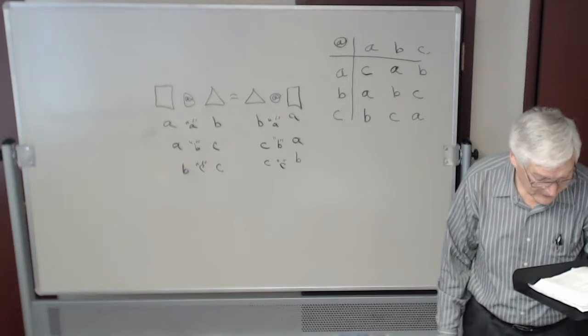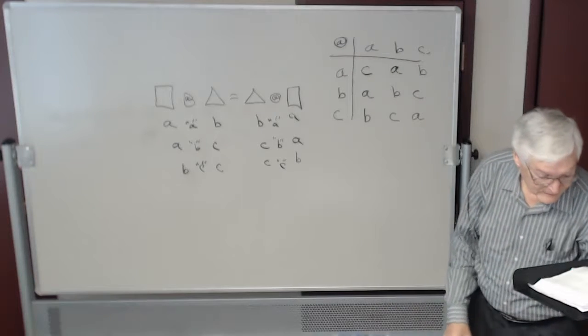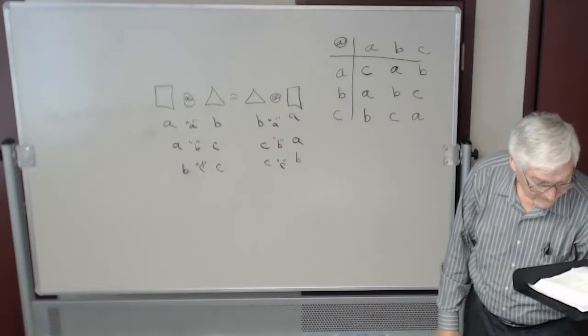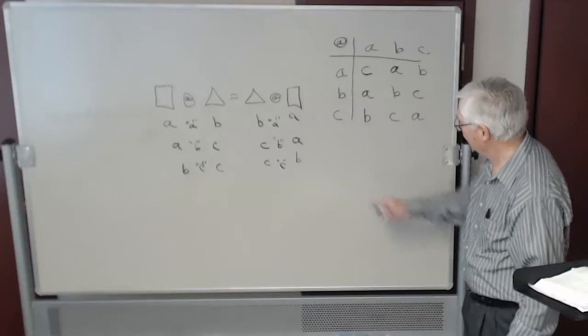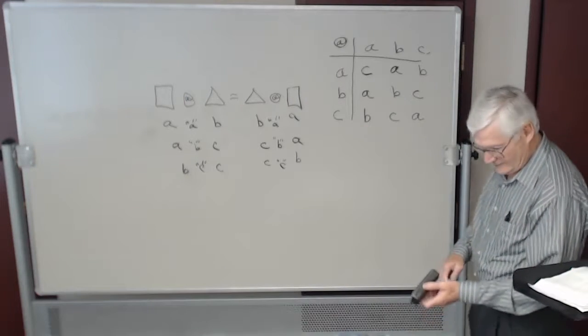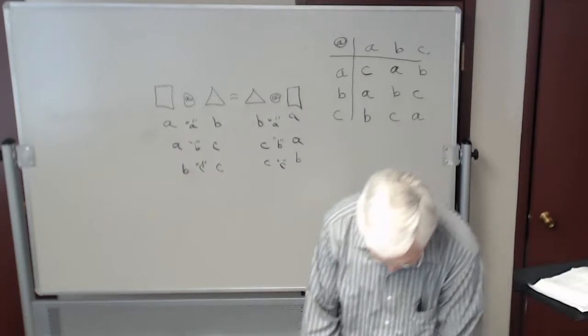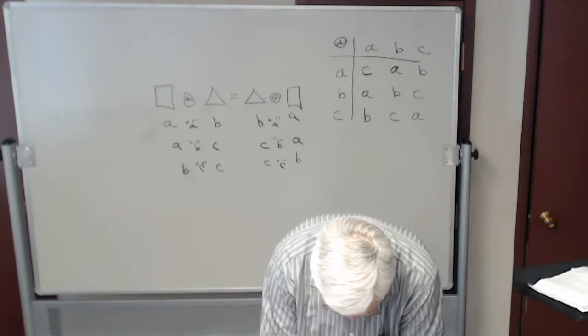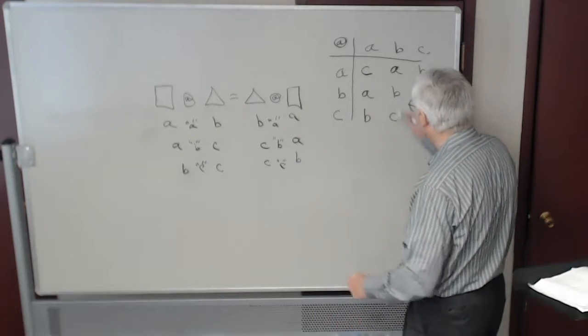So is the operation at commutative? Yes. Because we just checked out all the problems? Well, there's another way to do this too. We could draw a diagonal like this.